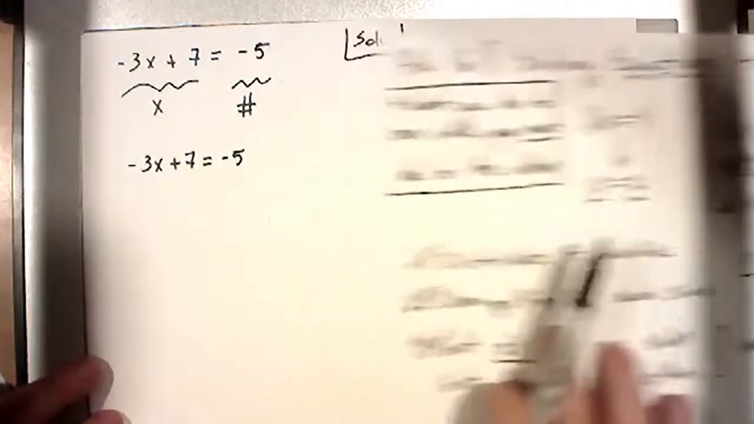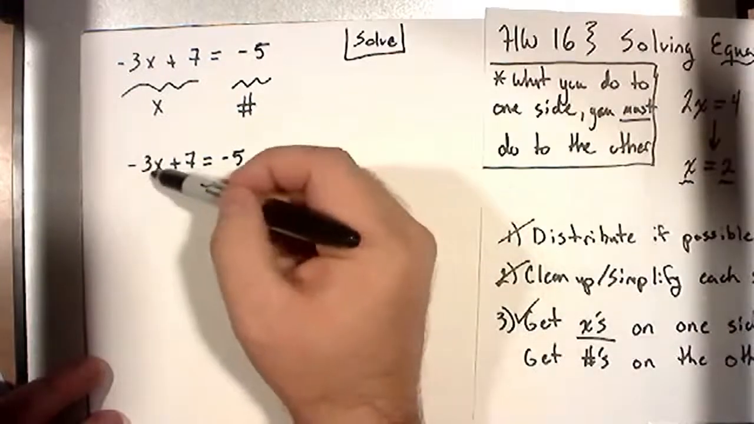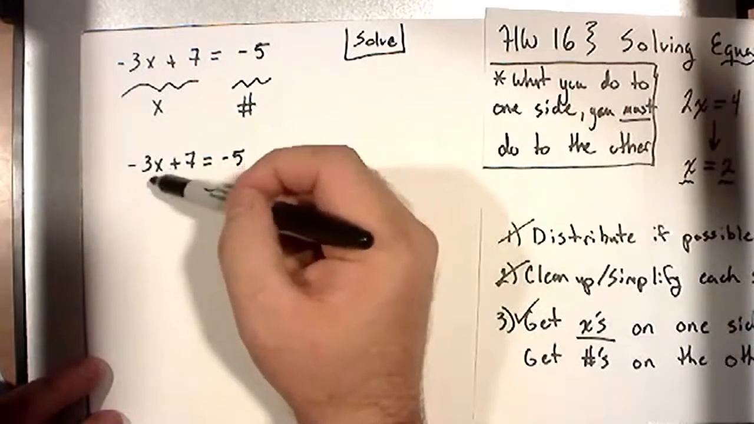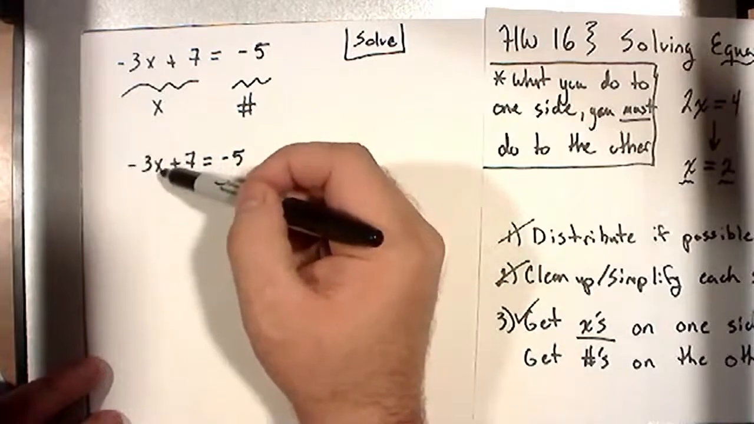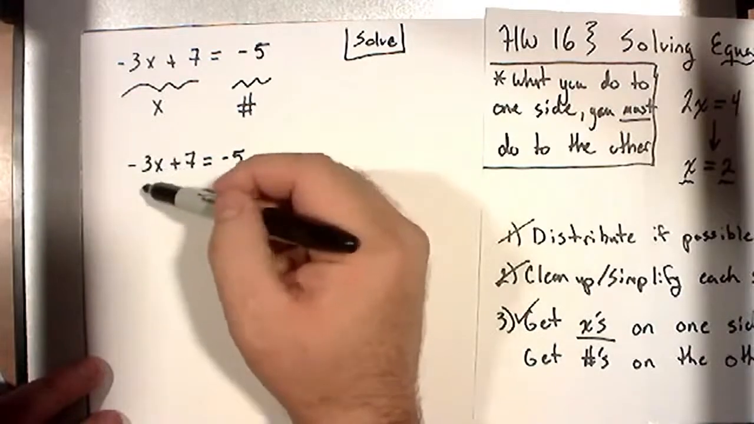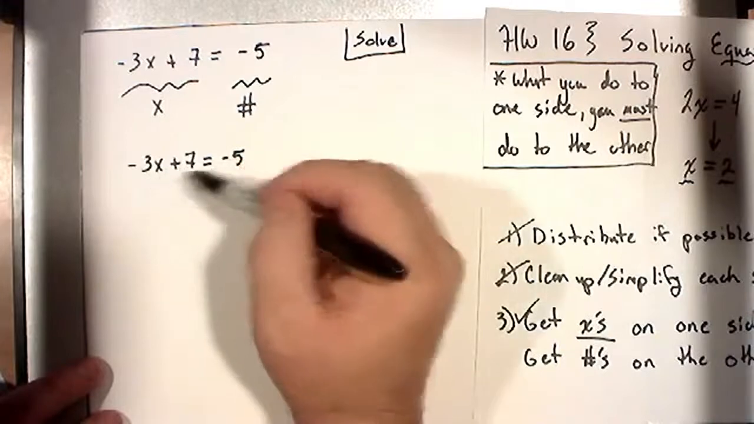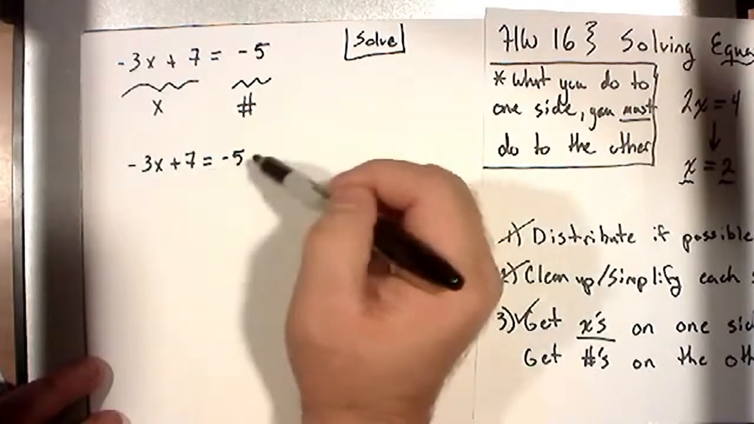And I said that in that order for a reason. If you try to get rid of this negative 3 right now, what are you going to have to do? That'd be negative 3 times x. How do we get rid of times? With division, right? So I'd have to divide here, here, and here.